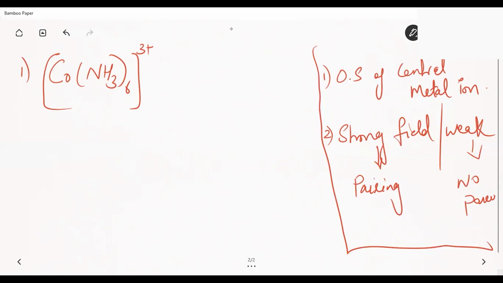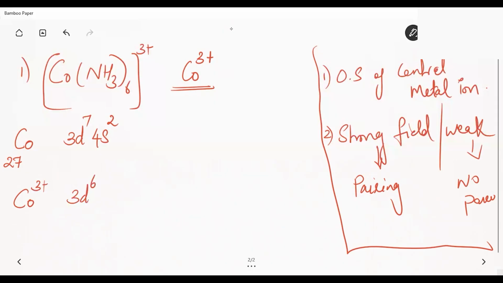Now let us move on to the cobalt complex. What is the name of this complex? Six ammonia, so hexaamminecobalt, and ammonia NH3 is a neutral ligand, no charge. So cobalt is automatically 3+. So you understand the oxidation state of this metal is cobalt 3+. And what is the atomic number of cobalt? 27, that is 3d7 4s2. If it is cobalt 3+, that means it is 3d6.